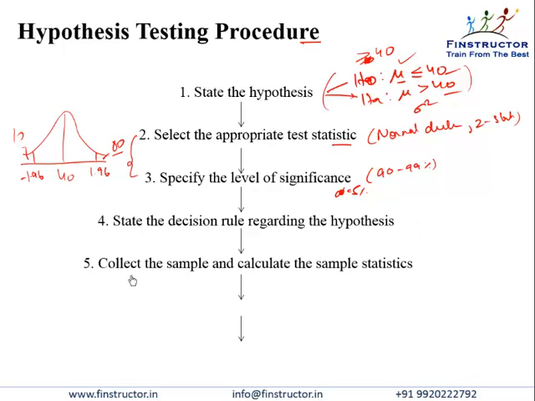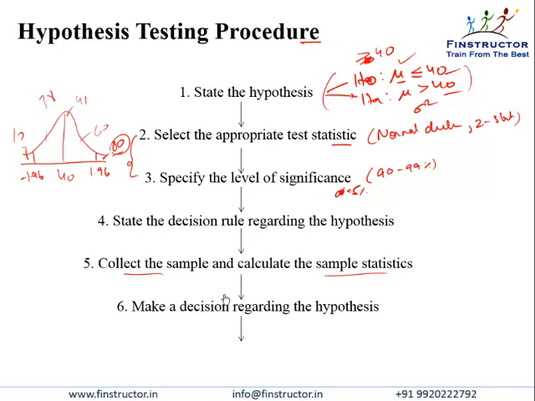Step 5 is collect the sample and calculate the sample statistics. So you hypothesized that the value is less than or equal to 40. Now collect your sample and calculate the age of the sample so that you can make a decision whether the statement looks correct or incorrect. If the sample comes out to be 41, then you cannot confidently reject. If it comes out to be 38, then you can definitely not reject the statement. If it comes out to be too extreme, if it comes out to be 80, then you can reject. That we will do in conjunction with the decision rule.